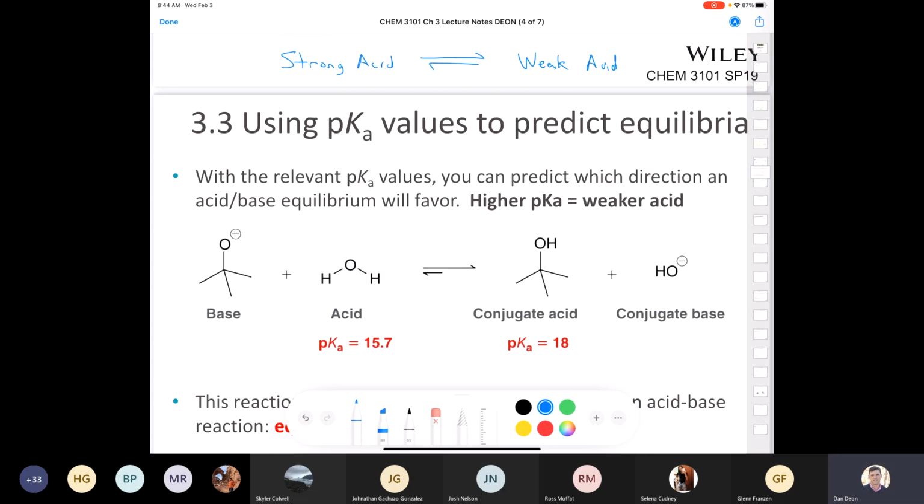The answer's on the slide. It's going to lie to the side of the weaker acid, right? Absolutely. It would lie to the side of the weaker acid, right? So, Skylar, let me fix this up here. It's going to look like this.